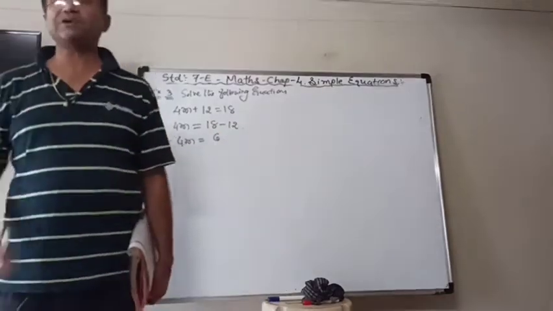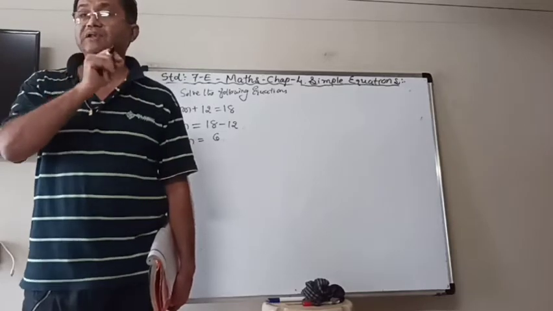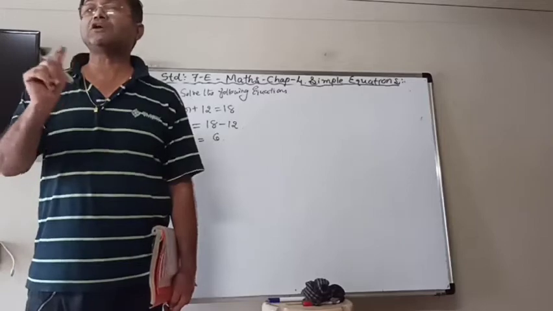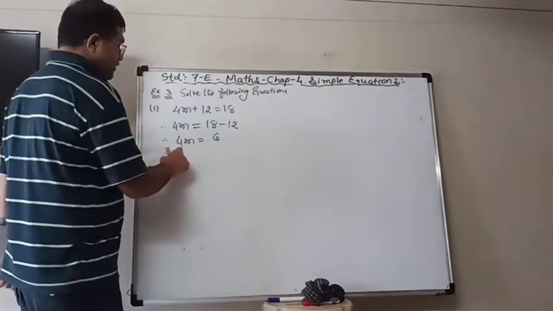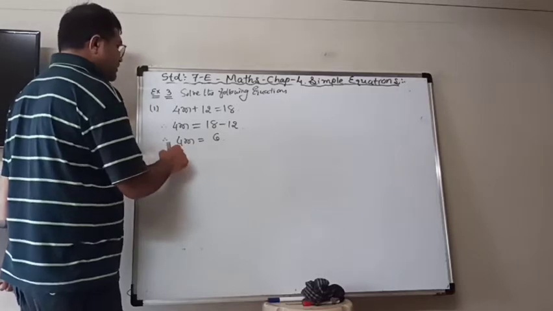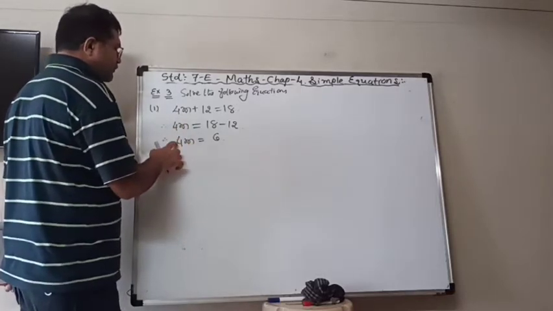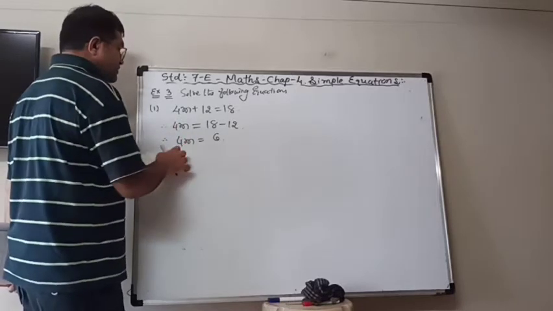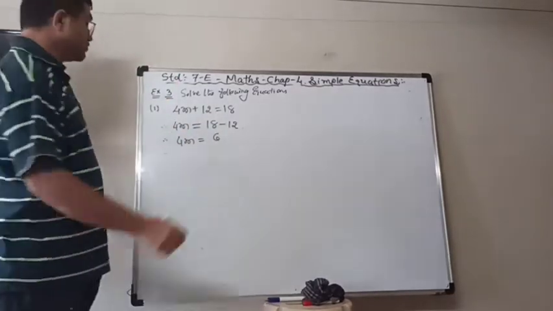Now what were we doing? Here we will divide both sides by 4. But now I am not going to do that. Listen here. Here 4m means 4 is multiplied with m. So when we take that 4 from LHS to the RHS, if it is in multiplication, it will go in the division. So what will we write down?